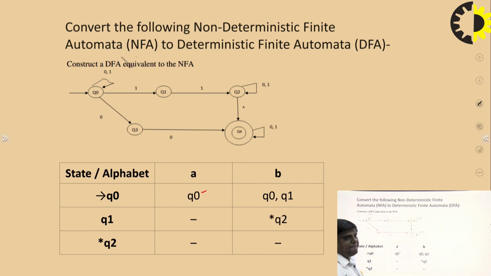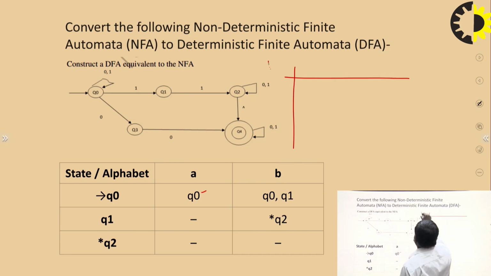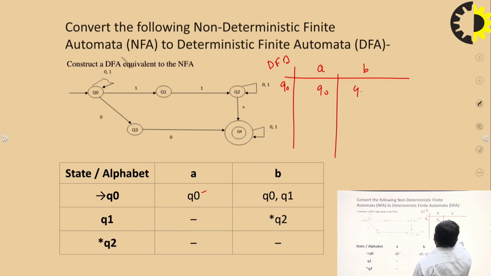This is the transition table of the NFA, and now we draw the transition table of the DFA. It is simple. It starts from Q0 with inputs A and B, and here is Q0 and here is Q1, and Q0 and Q1.